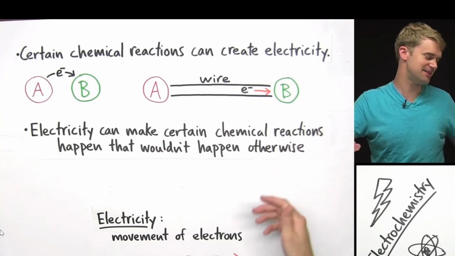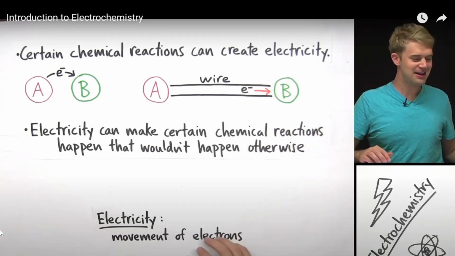Okay, now let's look at this example. What kind of an agent would A be? Is A an oxidizing agent or a reducing agent? Is it losing electrons or gaining electrons? A is losing electrons, therefore it is being oxidized. Therefore, what kind of agent is it? A reducing agent. It is reducing B. B is the oxidizing agent, which is oxidizing A.